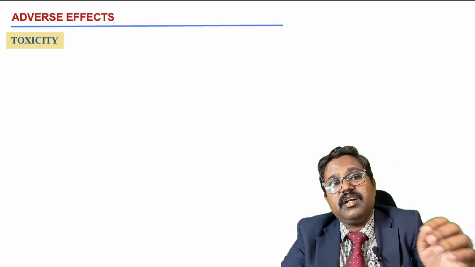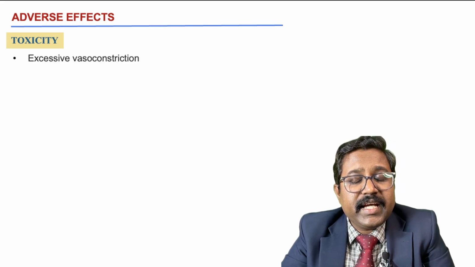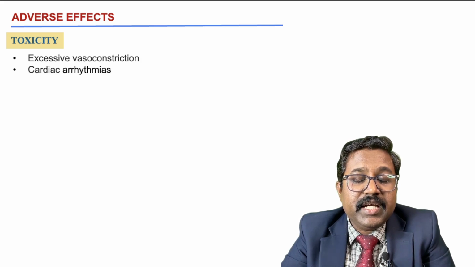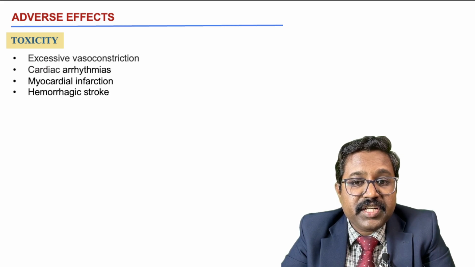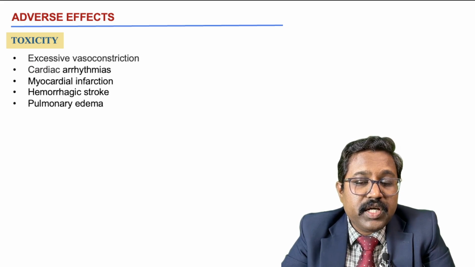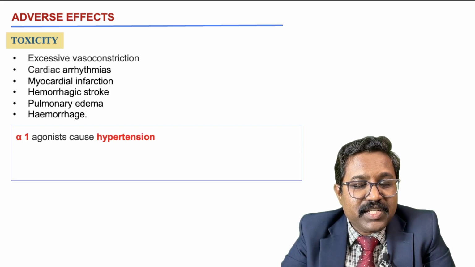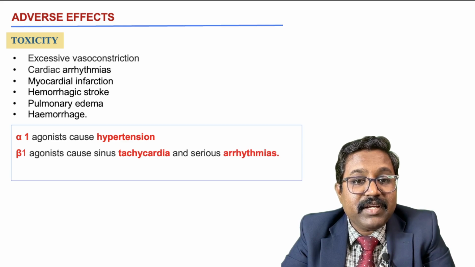So coming to the drug toxicity which are associated with the adrenergic group of drugs. It can cause excessive vasoconstriction leading to the increase in the blood pressure. It can cause cardiac arrhythmias. It can precipitate myocardial infarction. It can cause hemorrhagic stroke. It can lead to pulmonary edema and hemorrhagic risk. And alpha 1 agonist can cause hypertension. We should be very careful in case of patients who are having hypertension.